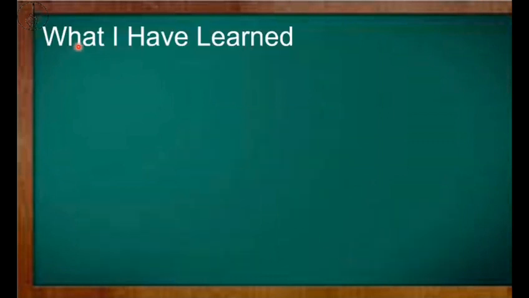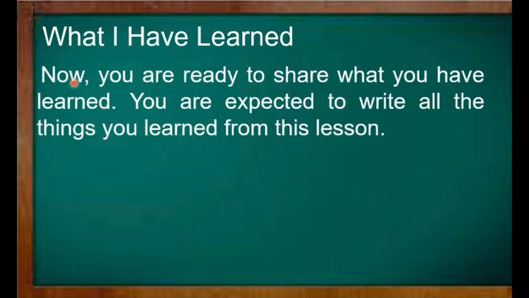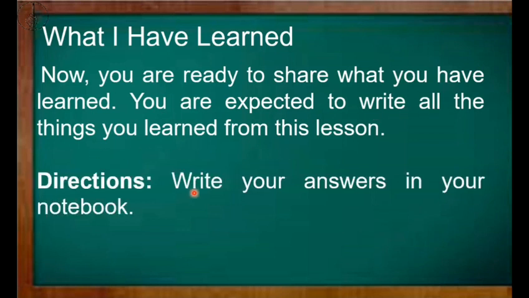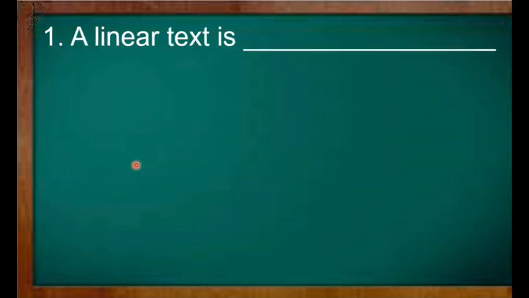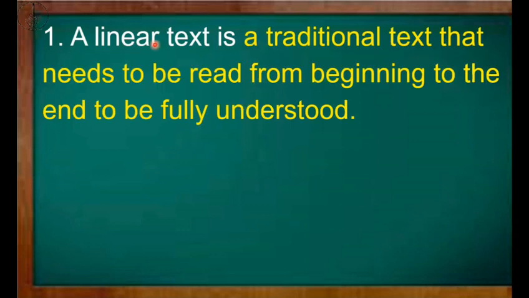Okay, now under what I have learned. Now you are ready to share what you have learned. You are expected to write all the things you learned from this lesson. Directions: write your answers in your notebook. Okay. A linear text is. Now in your module, there is no answer here. So I'm going to provide you with the idea on how to provide your own answer. Okay. A linear text is a traditional text that needs to be read from beginning to the end to be fully understood.